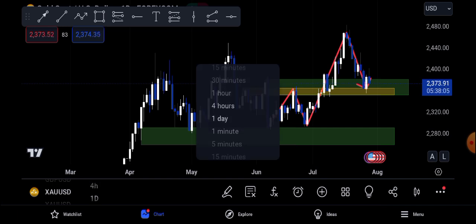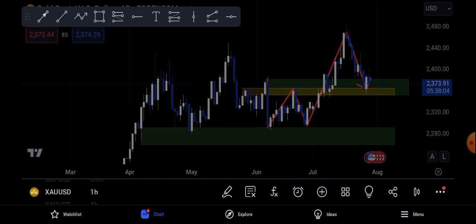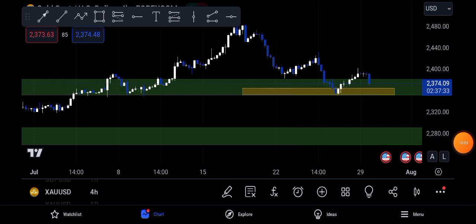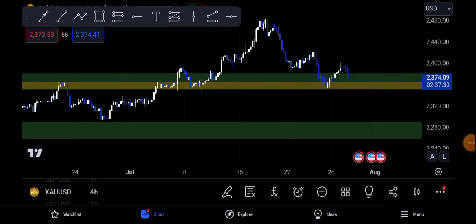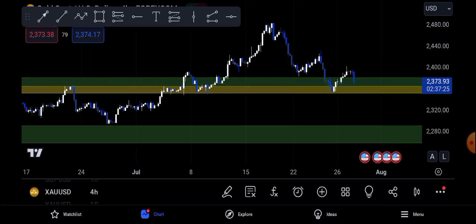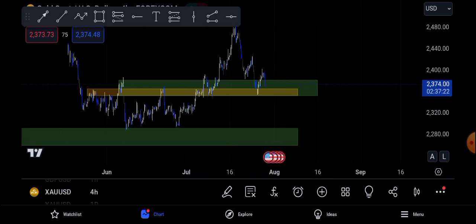This is a kind of teaching of top down analysis. I'm doing my top down analysis number one. You can see it over here. Then you move down to your 4-hour time frame. Now on the 4-hour time frame, you can see price has been respecting these two zones that we drew out, and it has been respecting them for a very long time.